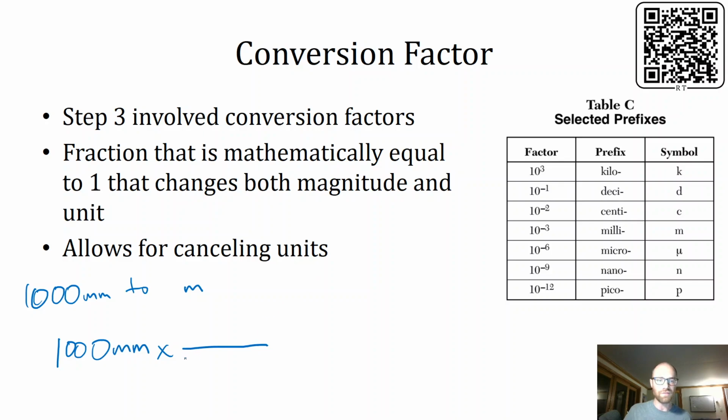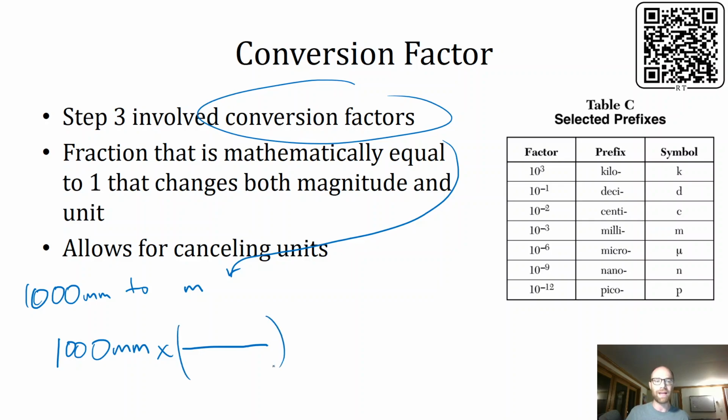So this conversion factor, which is going to be this thing I'm multiplying by, is some fraction that is mathematically equal to 1. The rules say the unit that I started with is the unit that goes in the denominator. The unit that I'm targeting is going to go in the numerator, and then I need to write numbers in here that make sense.